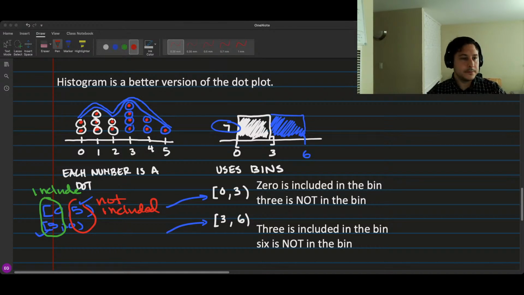Okay, cool. So now we're going to talk about looking at these histograms, what the histograms can tell you about the distribution.